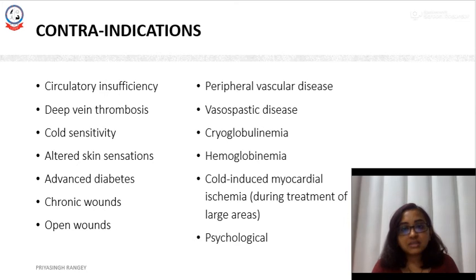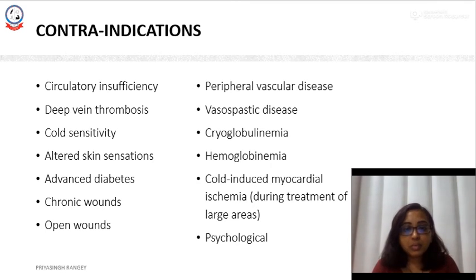For vasospastic diseases, usually following cold exposure, there is some form of cyanosis that is seen, and this cyanosis is usually because of the vasoconstriction that occurs because of cold exposure, and it is much more severe than a normal reaction, and it may also lead to the loss of that particular area because of gangrene, and hence vasospastic diseases are also a contraindication.